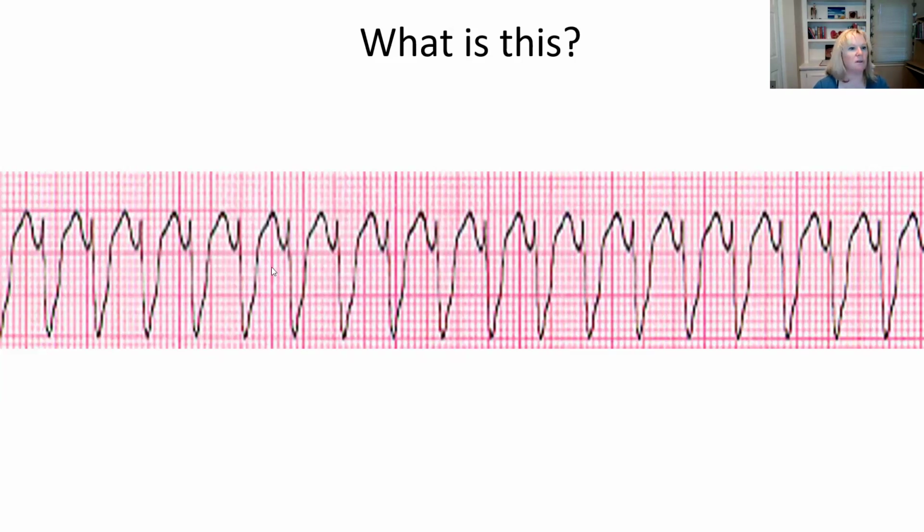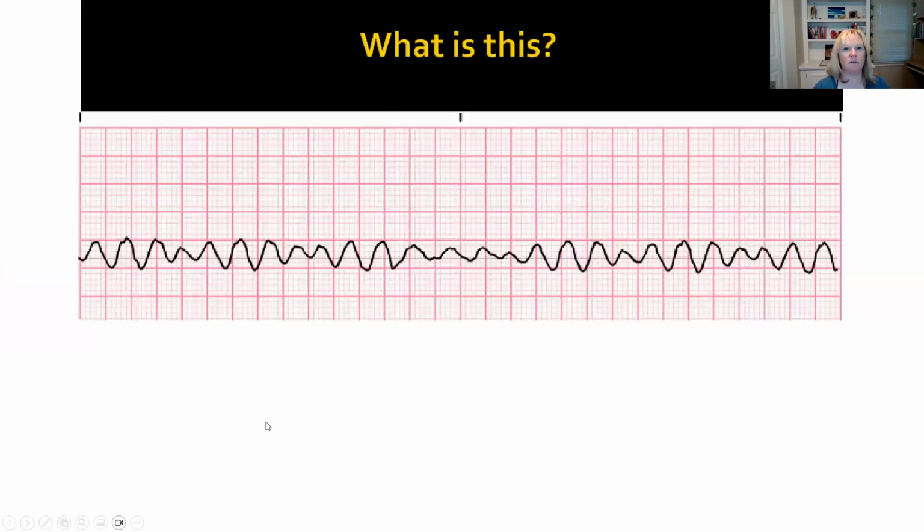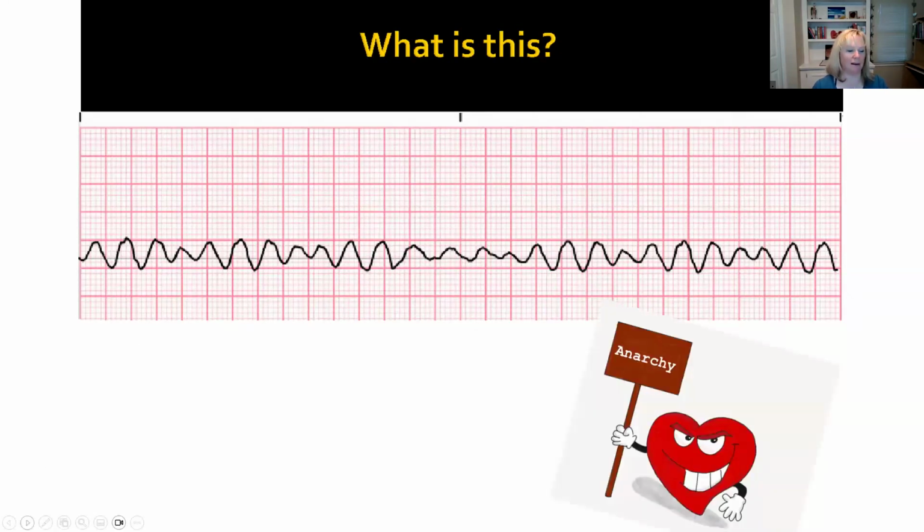Okay, so let's go back to here. What's this rhythm? Type in the chat what this rhythm is. Yes, exactly. This is ventricular fibrillation. It is a hot mess, right? There's no organization here. So this is obviously VFib and it's total anarchy. It's coarse VFib, exactly. When there's a little bit less voltage hanging around, that's more of a fine VFib. And this is a coarse VFib.